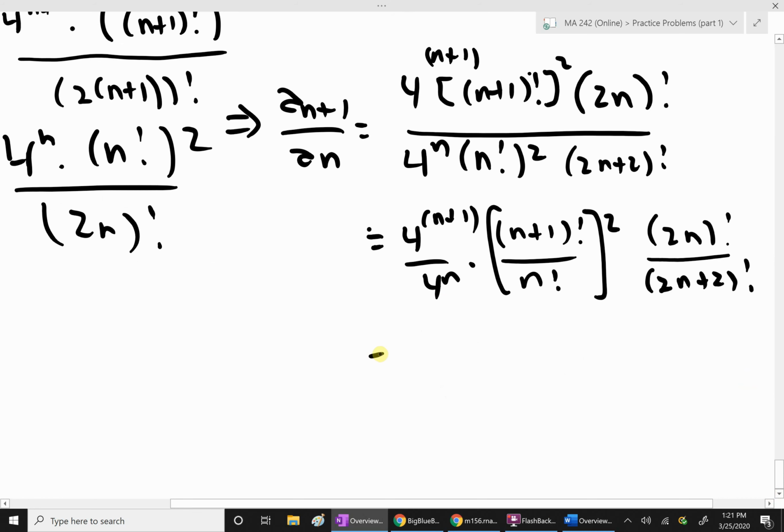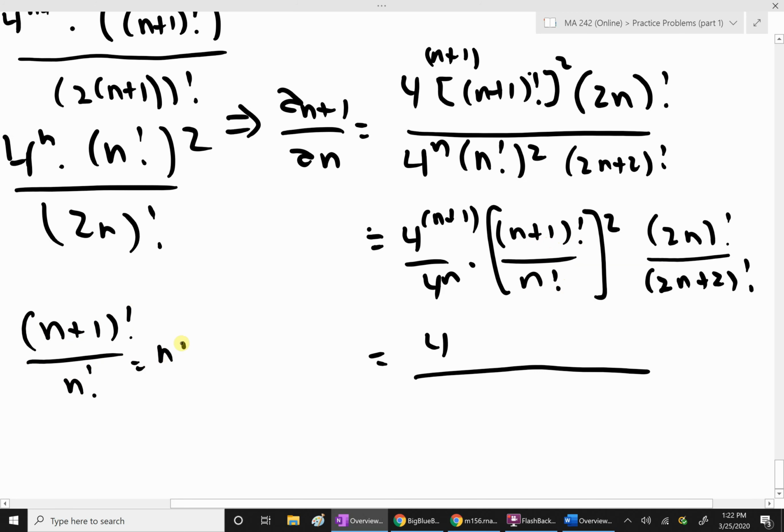So here I just have a 4 left on top. Okay, I'm going to put a bar here. Here I just have n plus 1, right? N plus 1 factorial over n factorial is n plus 1. So something to convince yourself of. Okay, and that's being squared. So I get n plus 1 squared. Okay.